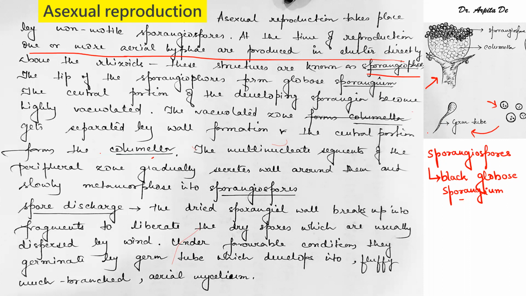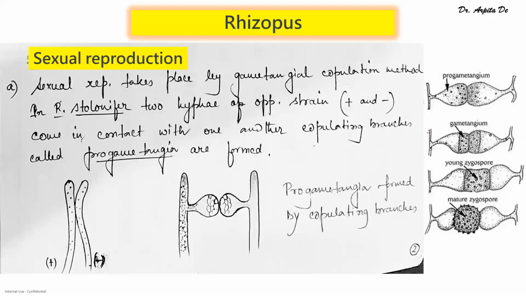Okay, now we will look into sexual reproduction in Rhizopus. In sexual reproduction, see first what happens. Sexual reproduction takes place. Please don't write like this in your exam. This is for the purpose of explaining to you. Sexual reproduction takes place by gametangial copulation. Remember this word, gametangial copulation method. Okay, what happens here? See, Rhizopus stolonifer.